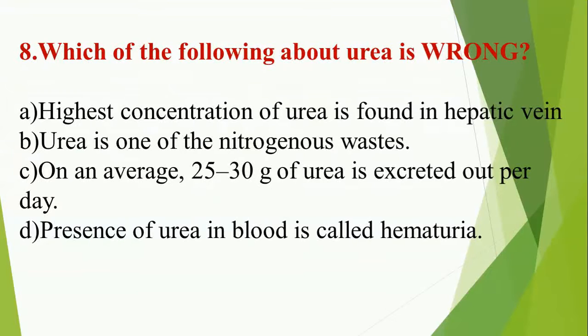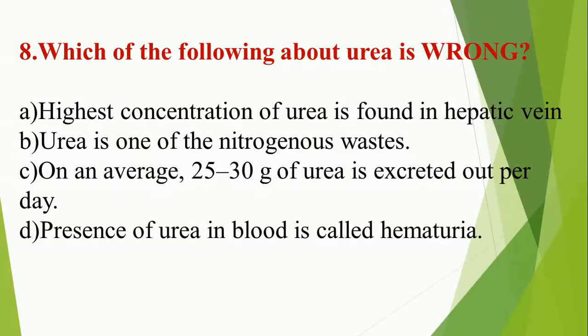Question number 8. Which of the following about urea is wrong? High concentration of urea of course is found in hepatic vein. Urea is one of the nitrogenous waste. Yes, on an average 25 to 30 gram of urea is excreted out per day, which is again a right statement. Presence of urea in blood is hematuria.